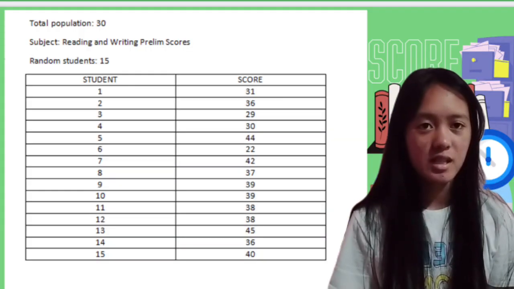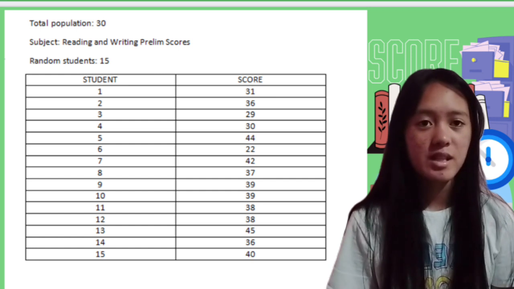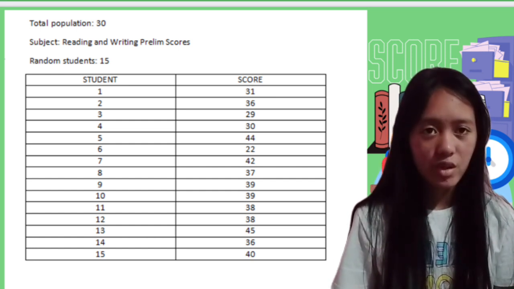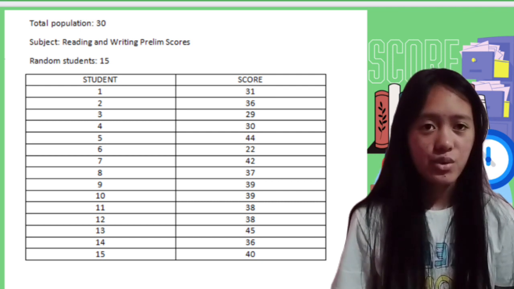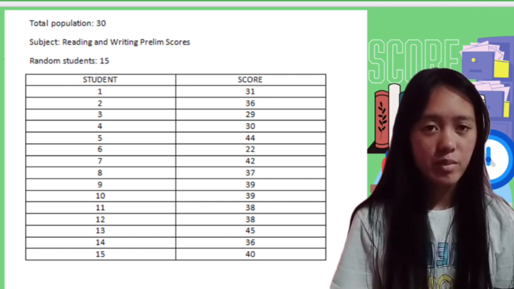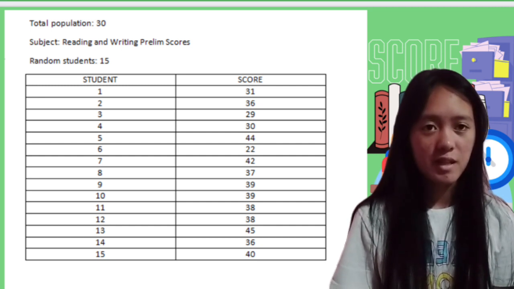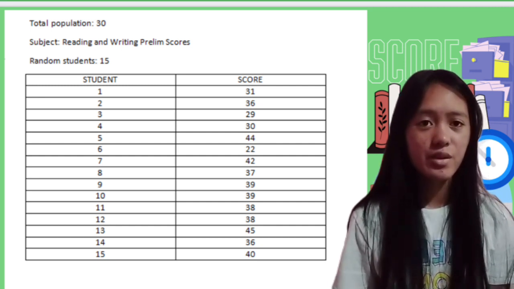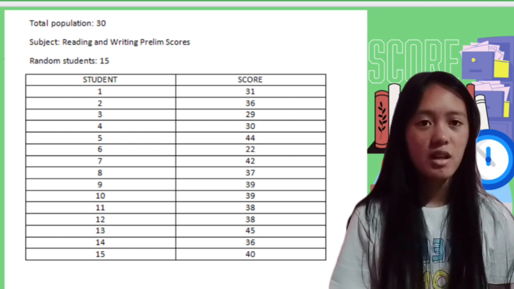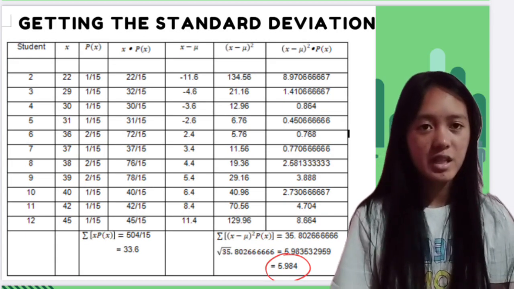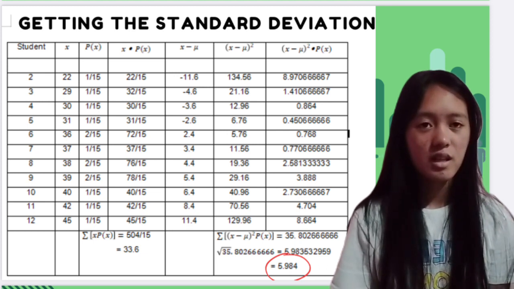In this hypothesis testing, we randomly selected 15 students among our top 30 peak students in our group to be interviewed in grade 11 STEM only. After conducting the interview, we have now gathered our data and can now find our mean and standard deviation.